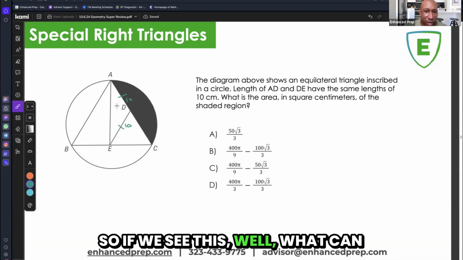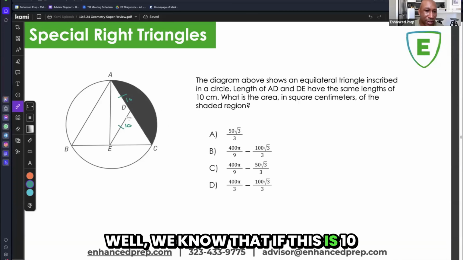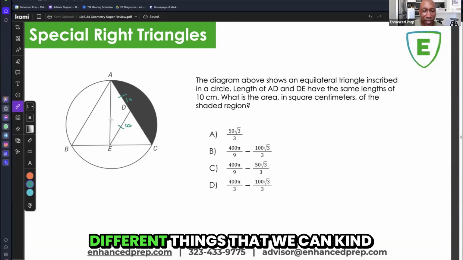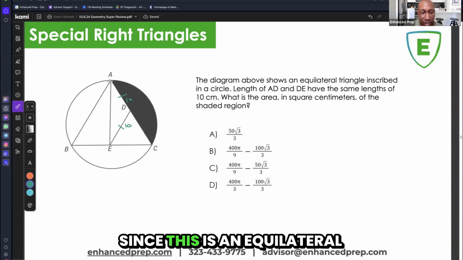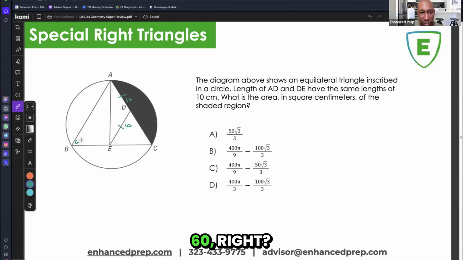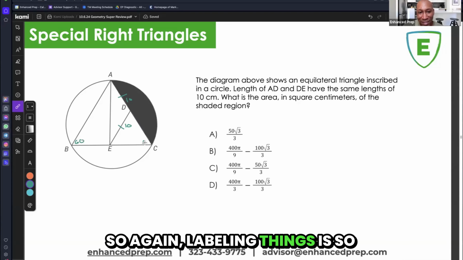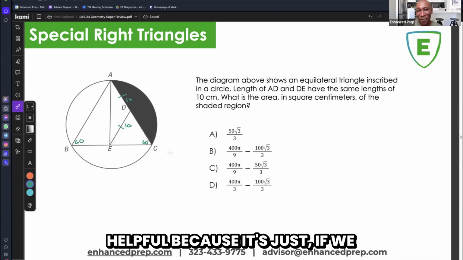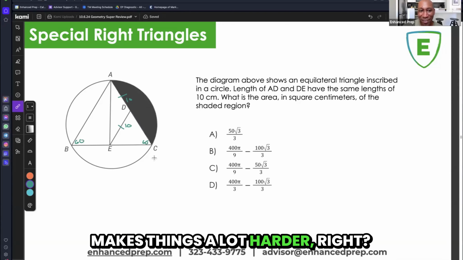So if we see this, what can we start to do? Well, we know that if this is 10 and this is 10, there are a couple of different things we can think about. Since this is an equilateral triangle, we know that these are 60 degrees. Labeling things is so helpful, because if we don't label things, it just makes things a lot harder.